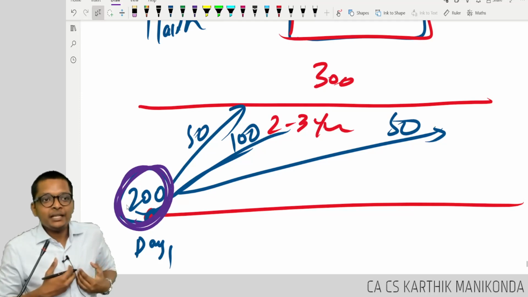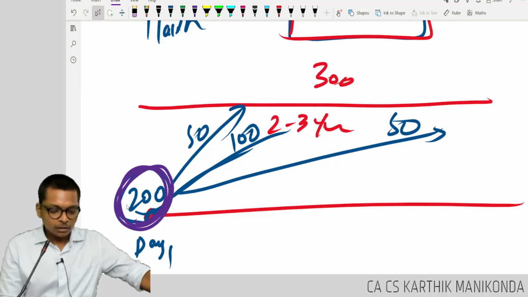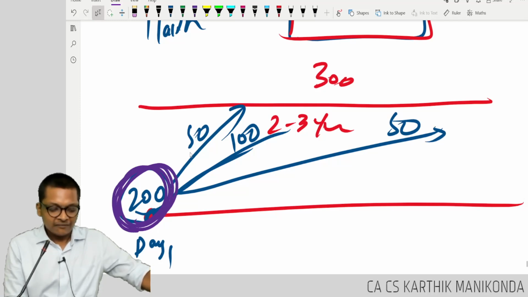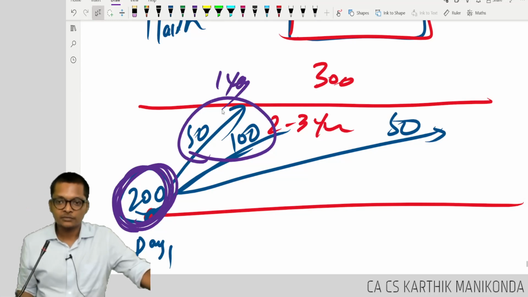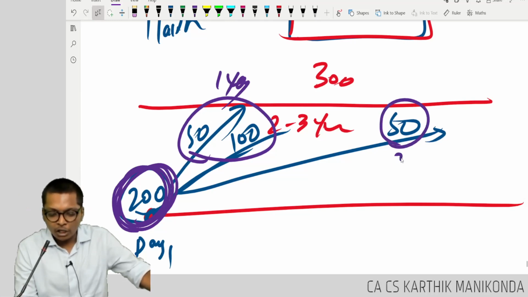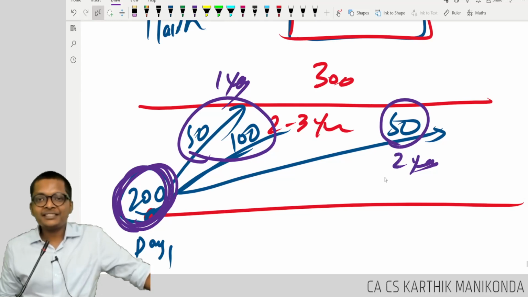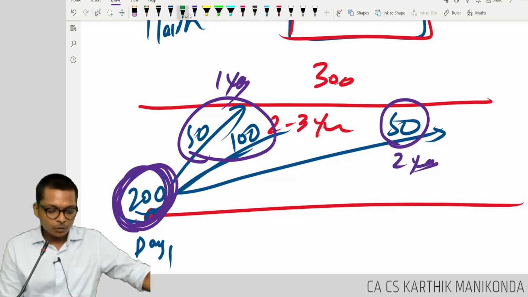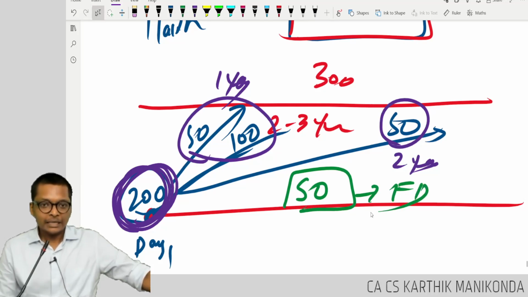Simply keep it with me or do something with it? So what I am doing, okay, in this 200, 150 is needed in the first 1 year, so I am not disturbing that. But this 50 is needed only after completion of 2 years. So what to do? Why waste this 50? What I am doing, this 50, I will invest in some FD and earn interest of 5.